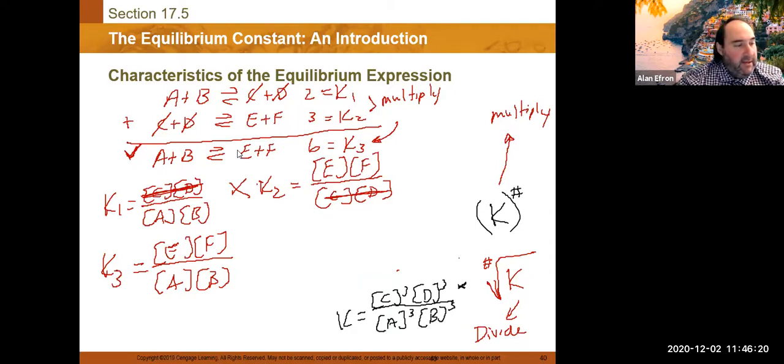Any questions on how to manipulate equilibrium expressions? Okay, we will leave it there for today.